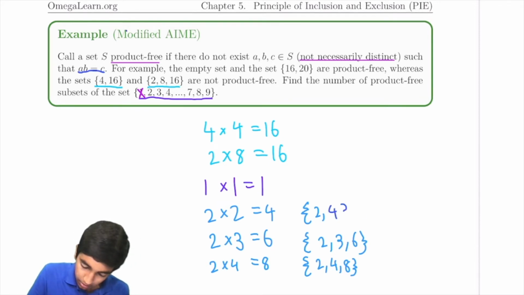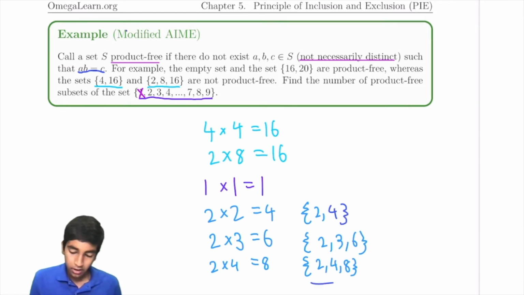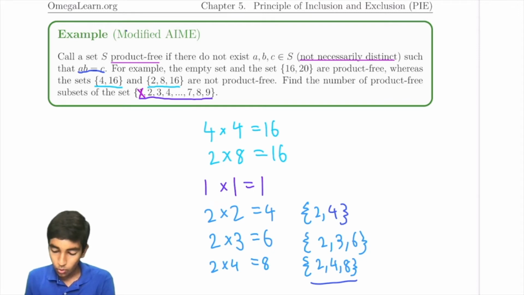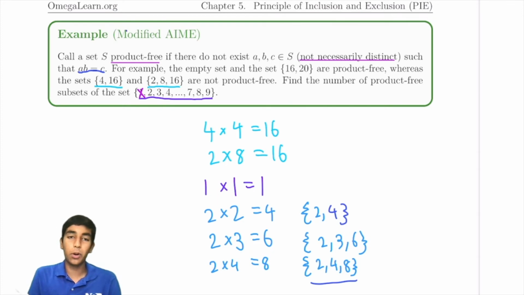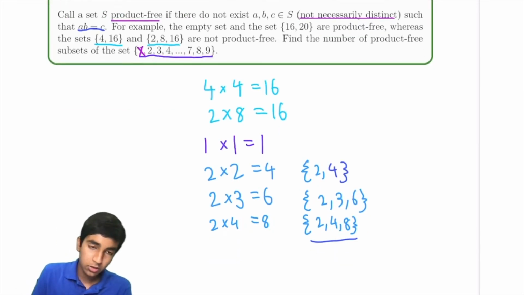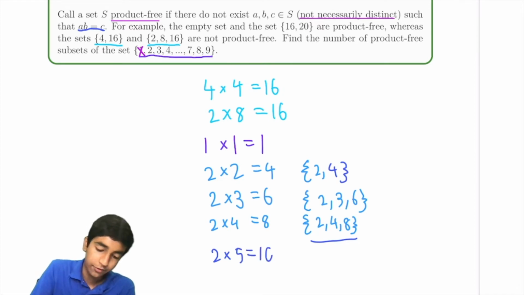So that means, what about 2, 4, 8? We're asked to find 2, 4, 8. Is that a valid product? Well, yes it is, but as we'll see later, we won't actually have to worry about it. Okay, what about 2 times 5? That's too big. It's 10, it's outside our range of 9.